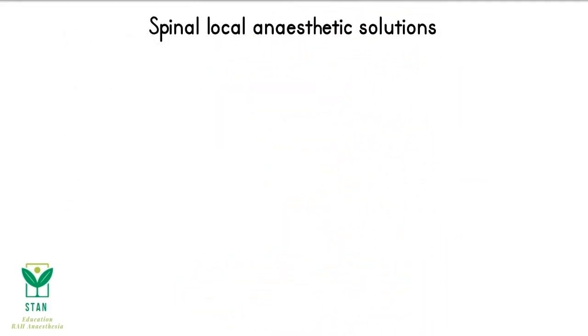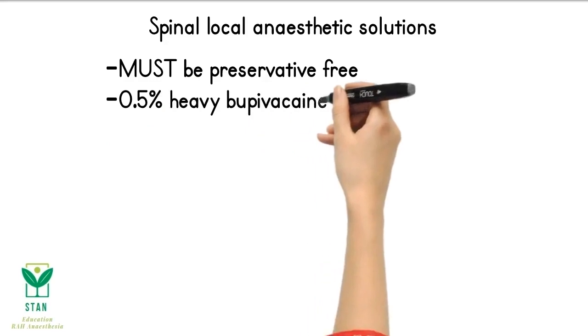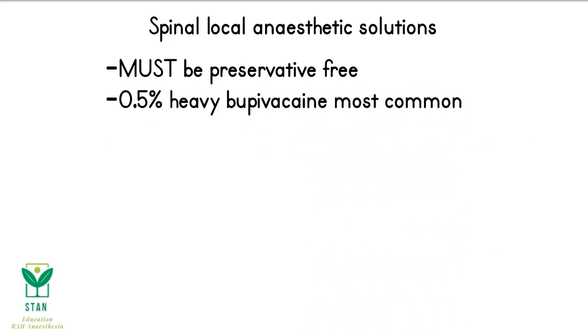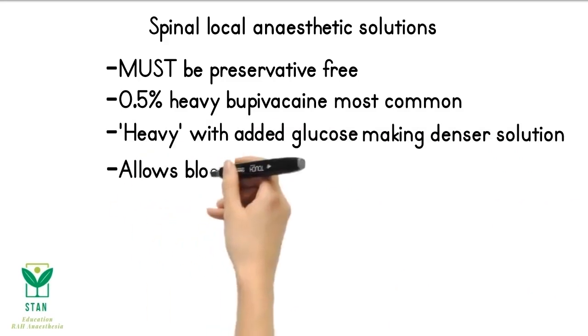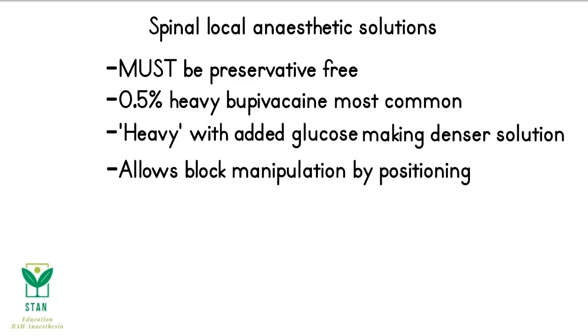The local anaesthetic that's injected in spinals must be preservative free, as the preservative you find in off-the-shelf local anaesthetics is neurotoxic. 0.5% heavy bupivacaine is the most common local anaesthetic used for spinals. It's heavy with added glucose. This makes a denser solution, so you can manipulate the block by positioning. So if you keep the patient sitting up, they get a saddle block affecting the perineum. If you lie them on one side, they get a more unilateral block.